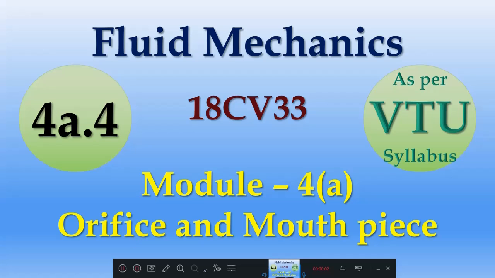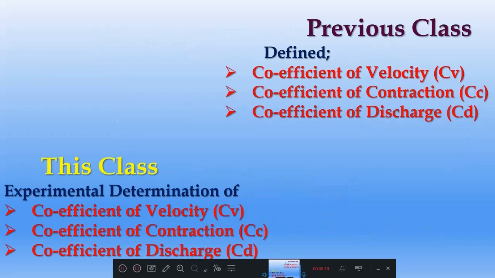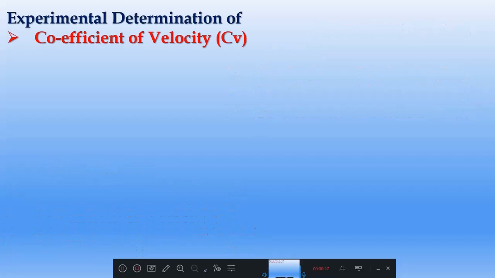Now we are in the fourth lecture, module 4a, Orifice and Mouthpiece. In the previous class, we discussed the definitions of coefficient of velocity, coefficient of contraction, and coefficient of discharge. In the present class, we will discuss how to determine these coefficients experimentally, and how to determine them theoretically. Okay.